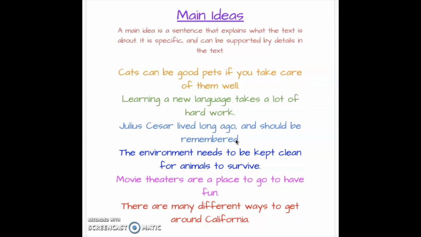Movie theaters are a place to go to have fun. Okay, so maybe the text is giving us reasons why movie theaters are a place to go have fun. The last example is there are many different ways to get around California. Hey, this kind of sounds like a transportation text. So these are all examples of main ideas. You've seen examples of themes and of main ideas. So now it's time to test what you know by completing your assignment for the week.